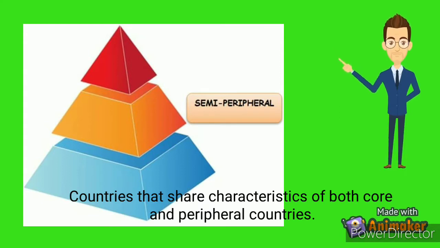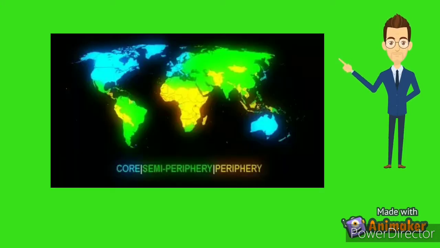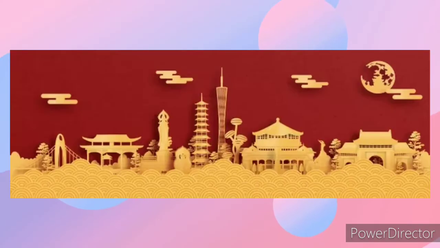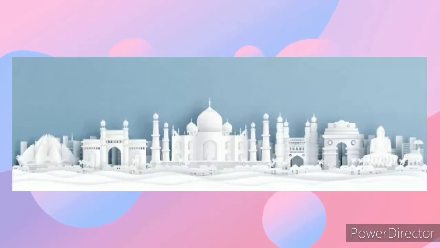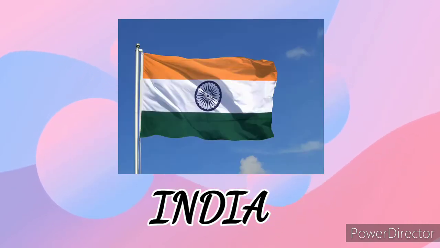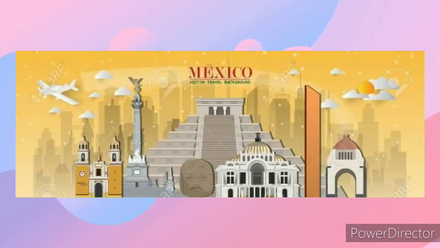Next is semi-peripheral. These are countries that share characteristics of both core and peripheral countries. Countries that are included in semi-peripheral are China, India, and Mexico.